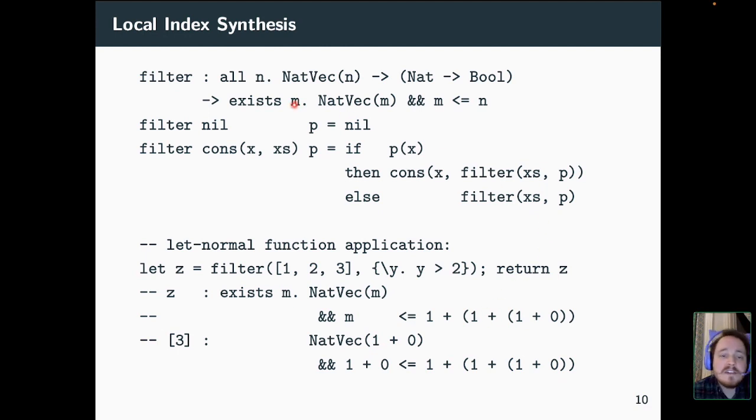However, it would not need to synthesize an index for m unless we were to run this program and get a result of a list containing 3. If you were to check this value against the existential type, then the m would be solved to an index semantically equal to 1. And we can see that that is indeed less than 3.